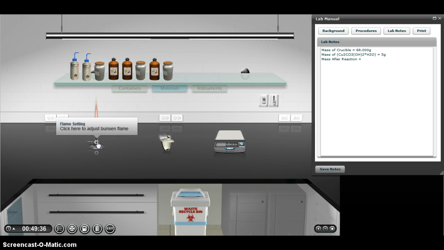Alright, so now we know it's extremely hot, don't touch, and it is now a different color. It was greenish blue and now it's black, and this is going to signify that a chemical change has occurred. And now we're going to reweigh it, and it is now 91.32 grams, which is a pretty significant mass change, and we will discuss that in a few moments.